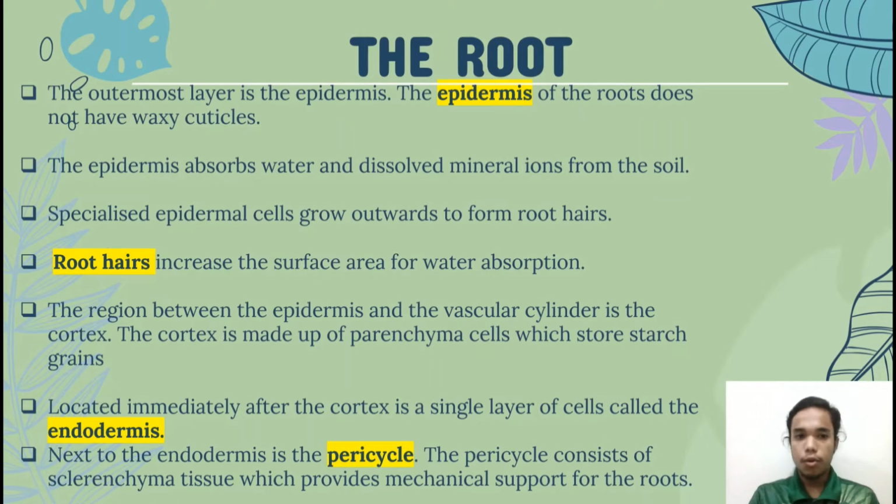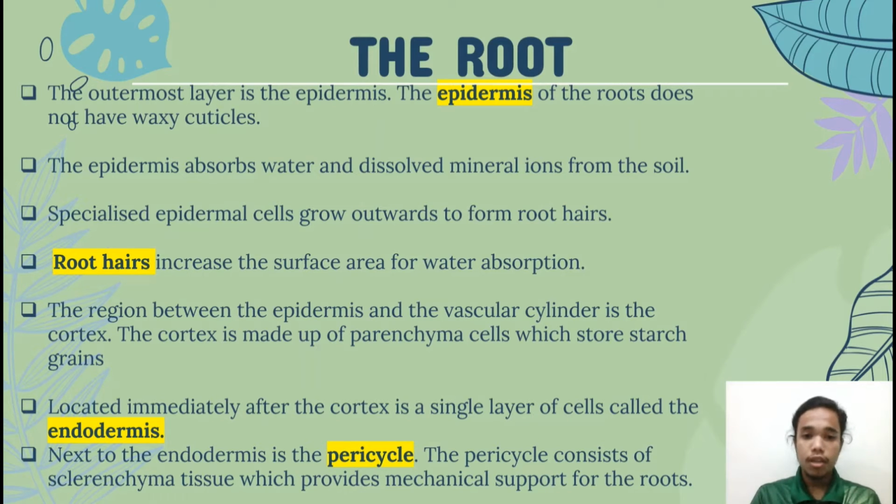Next is the root. The outermost layer is the epidermis. The epidermis of the roots does not have waxy cuticles. The epidermis absorbs water and dissolved mineral ions from the soil. Also, specialized epidermal cells grow outwards to form root hairs. Root hairs increase the surface area for water absorption.